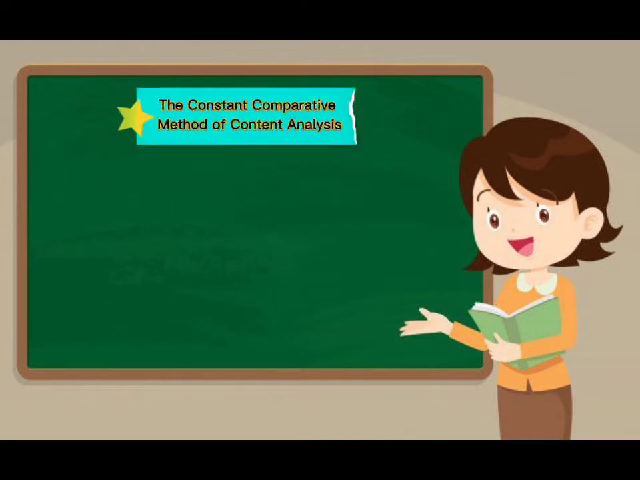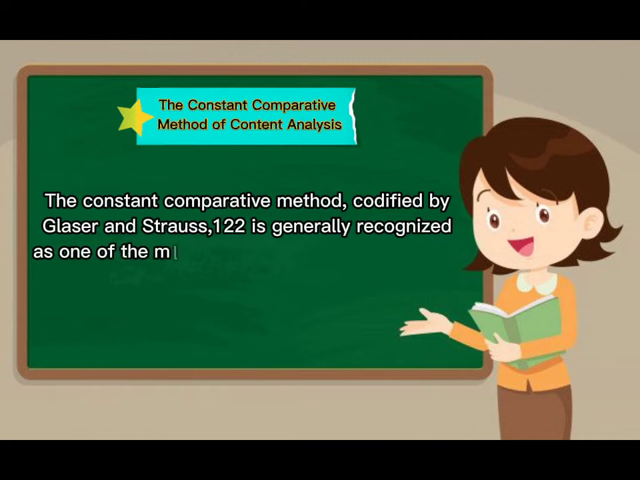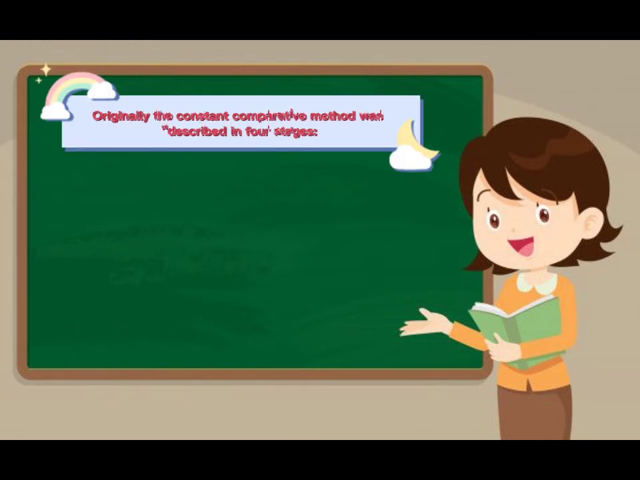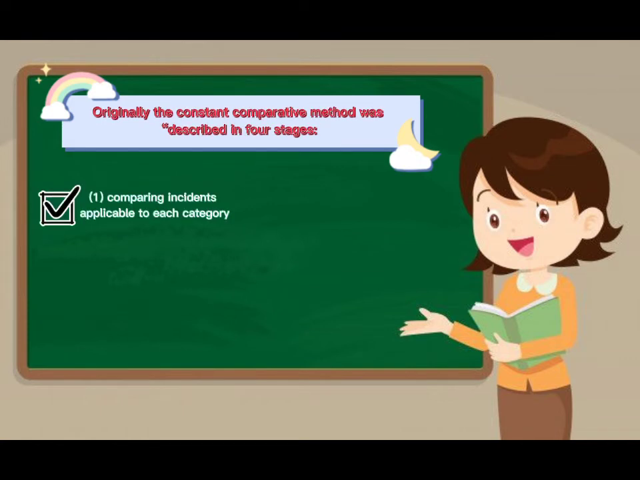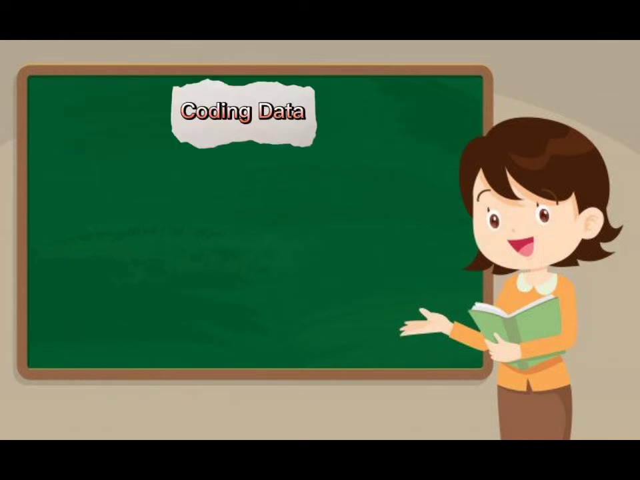The constant comparative method of content analysis. The constant comparative method, codified by Glaser and Strauss, 1967, is generally recognized as one of the most effective means of qualitative content analysis. Originally, the constant comparative method was described in 4 stages. 1. Comparing incidents applicable to each category. 2. Integrating categories and their properties. 3. Delimiting the theory. 4. Writing the theory.